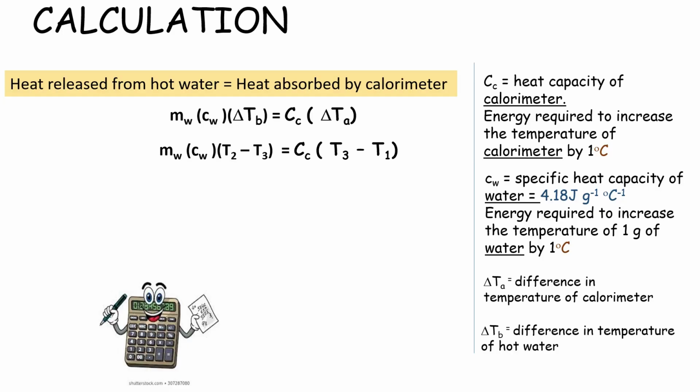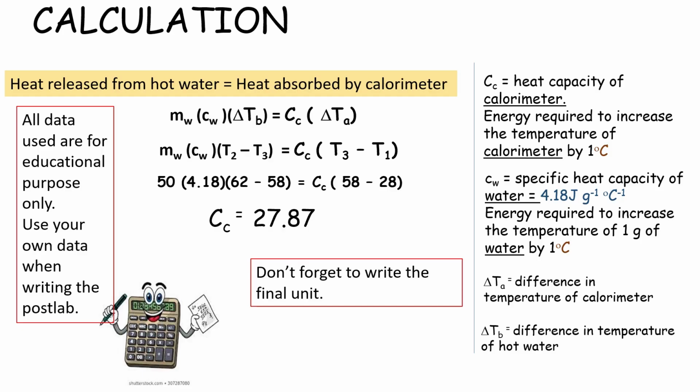Substitute all the values in the formula and do some calculations. The heat capacity of the calorimeter is 27.87. Don't forget to write the final unit for the heat capacity of the calorimeter, which is joule per degree Celsius.